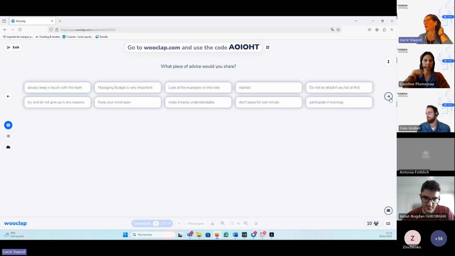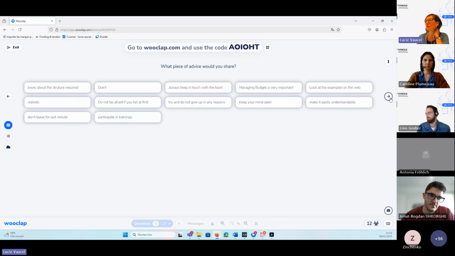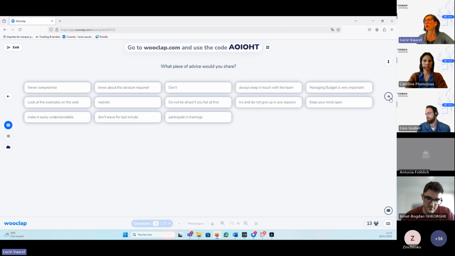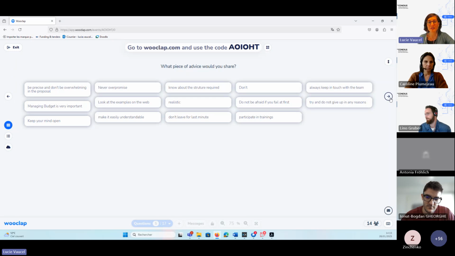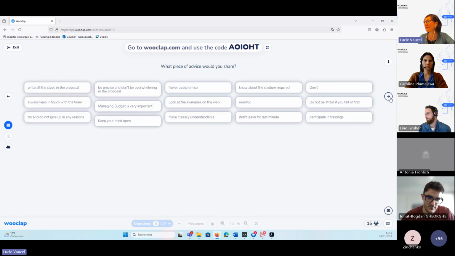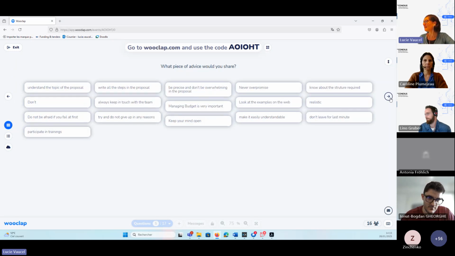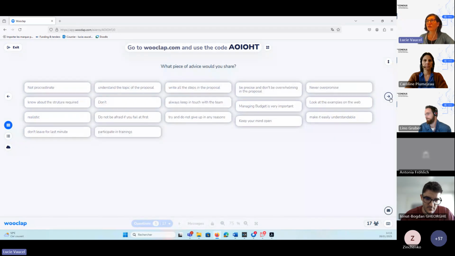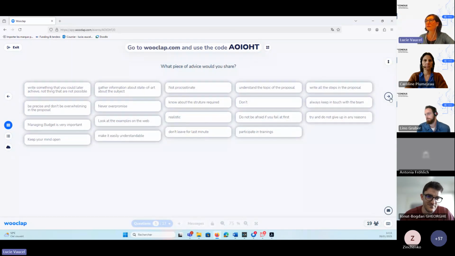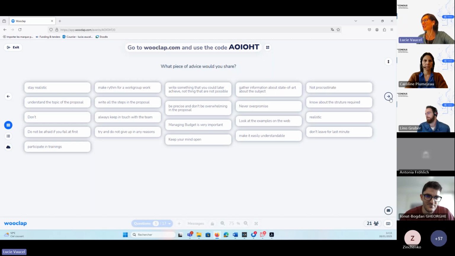Do not be afraid if you fail at first. Always keep in touch with the team. The don'ts. Know about the structure required. Never overpromise. Look at the examples on the web, although it's not easy to find full proposals on the web, I have to admit. Realistic. Don't leave it for the last minute. That's true. Write something that you could later achieve, not things that are not possible.